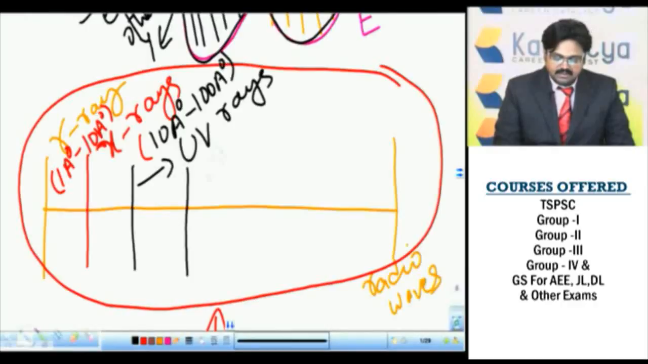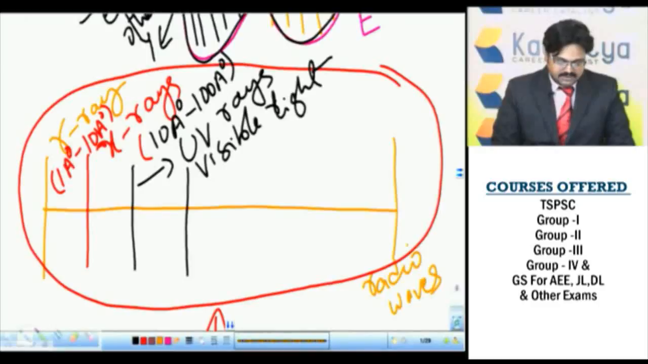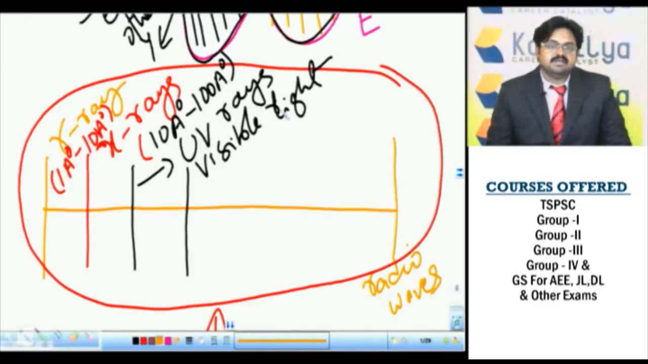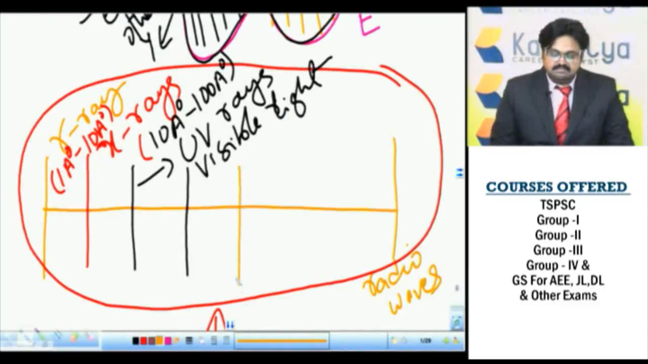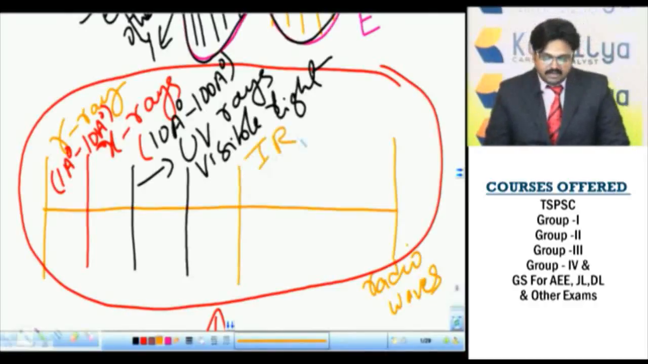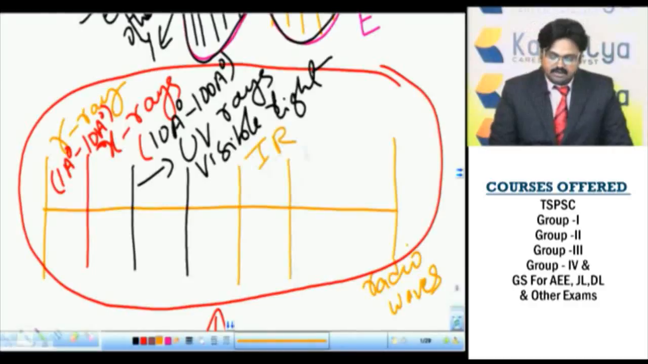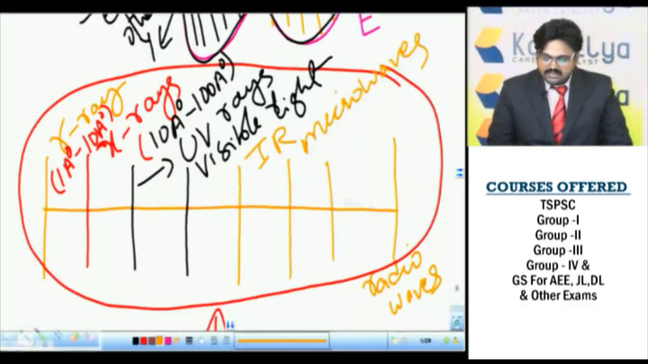Next you have the visible light. This is the part of the spectrum that we can see using our naked eyes. We cannot see gamma rays, we cannot see X-rays, we cannot even see UV rays. After visible light you have IR, that means infrared rays, and thereupon we have the microwaves. Then you have the radio waves.